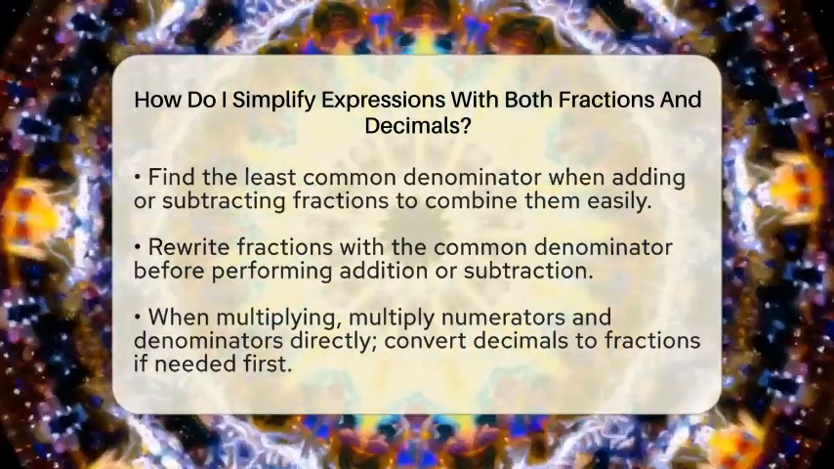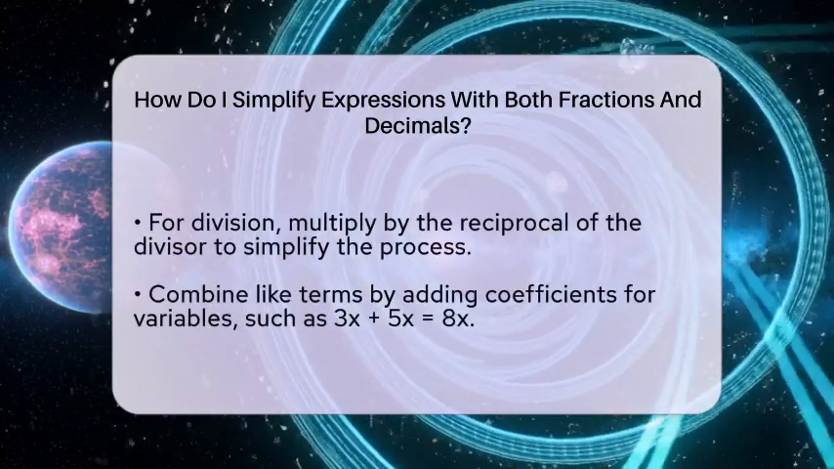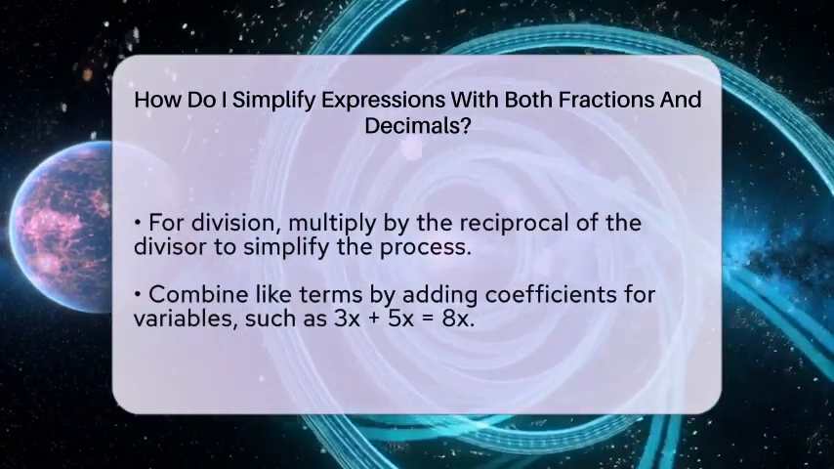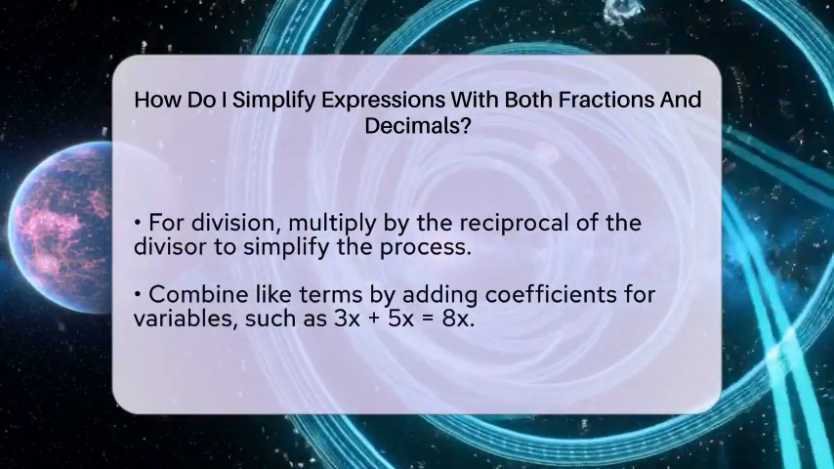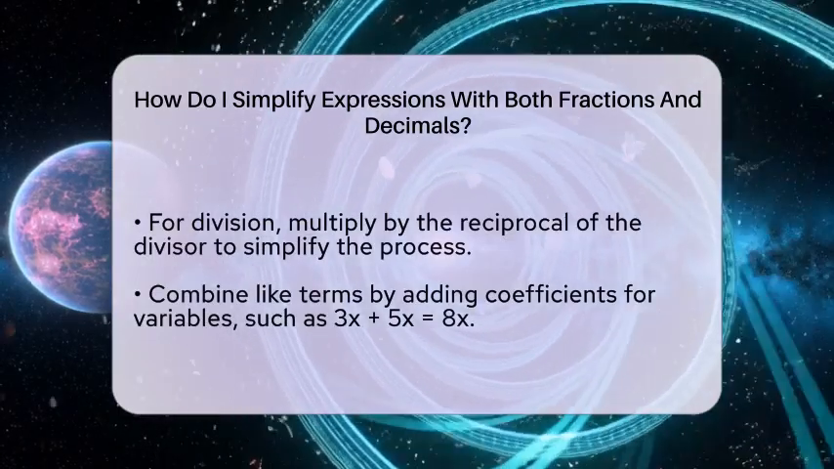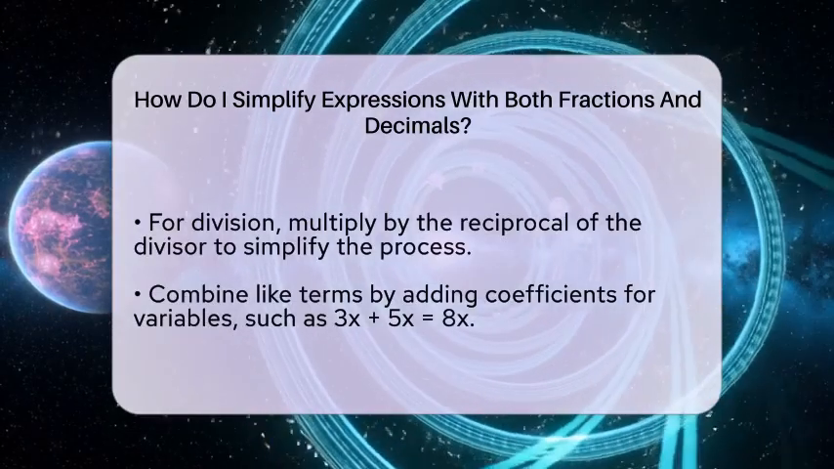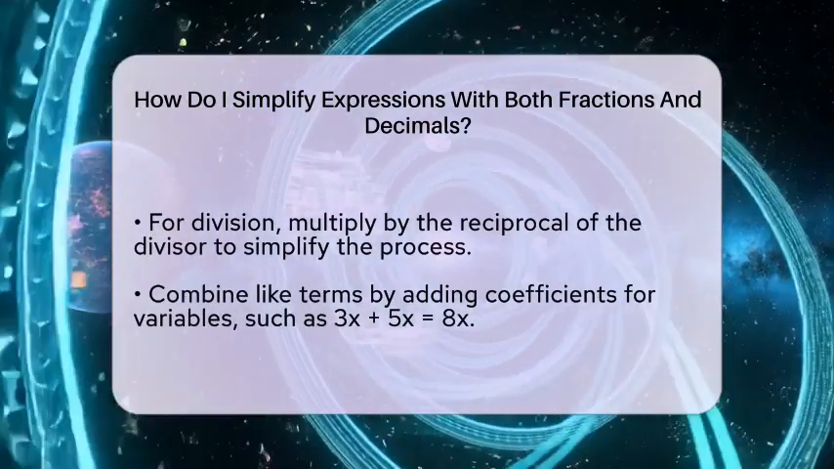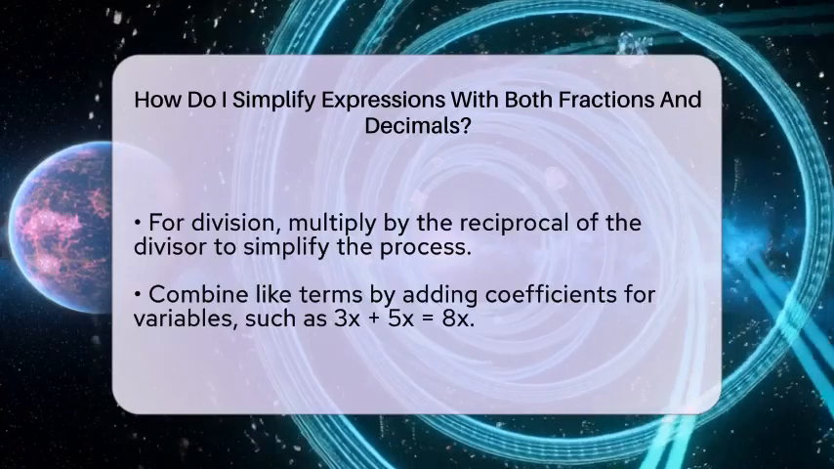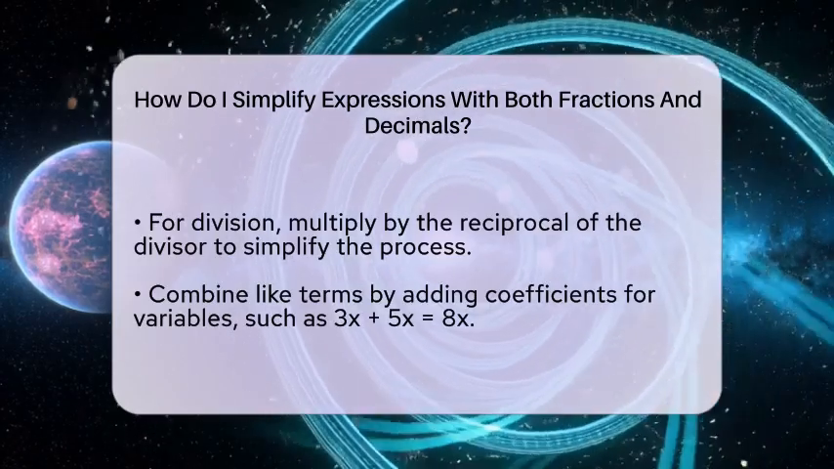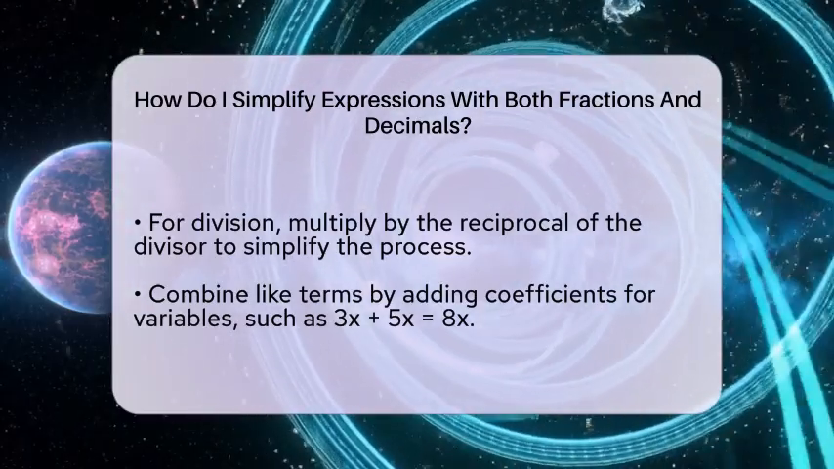After you've simplified the fractions and decimals, combine like terms. For example, if you have 3x and 5x, add the coefficients to get 8x. Finally, reduce any fractions to their simplest form by dividing numerator and denominator by their greatest common factor. If you have decimals left, round them if needed or leave them as is, depending on the problem.